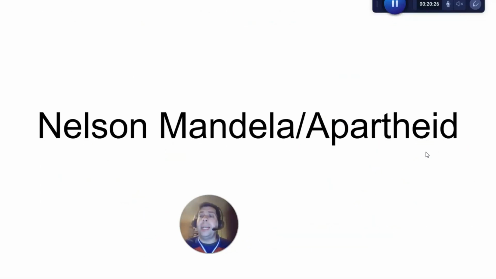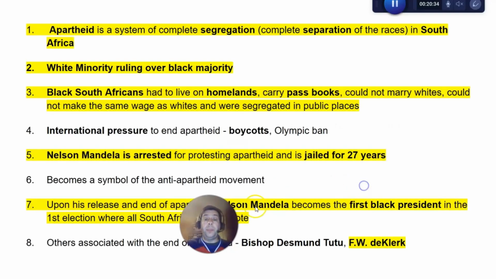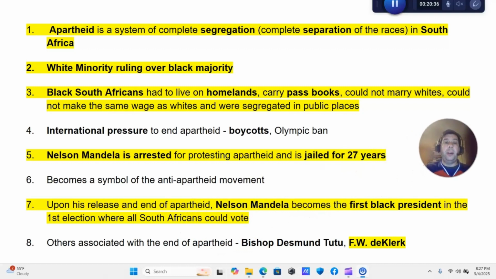All right, now Nelson Mandela and apartheid. So if you see Nelson Mandela on your exam, think apartheid. You see apartheid, think Nelson Mandela. Okay, going to move out of the way. There we go. So apartheid is a system of complete separation of the races, or segregation. It's a word that roughly means apartness or separateness.